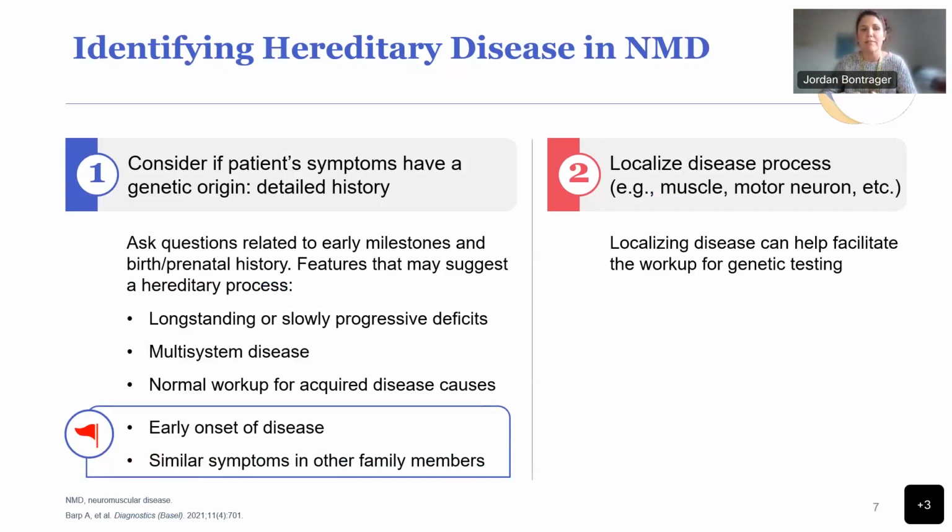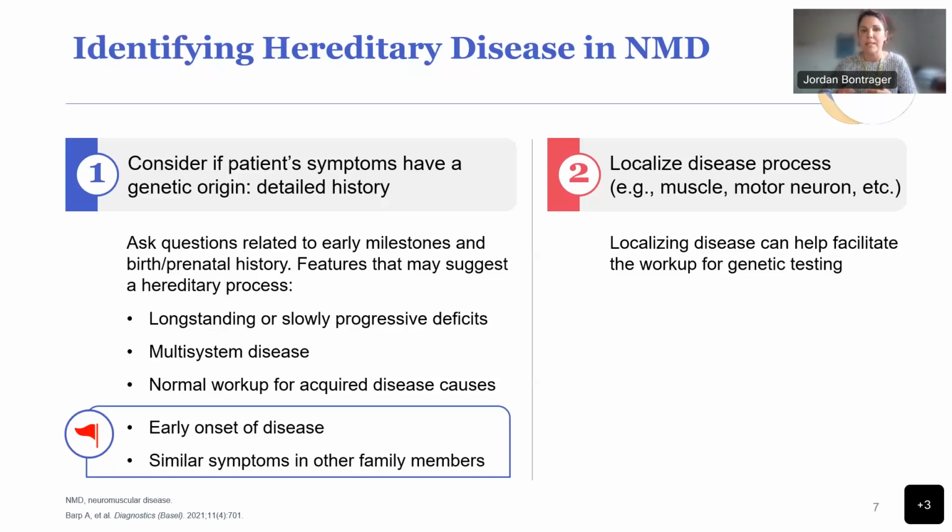Some red flags for hereditary or genetic disease are long-standing or slowly progressive symptoms, multi-system disease. Obviously, if the rest of the workup for acquired causes of overlapping disorders has been normal, that gives us some indication that there could be a hereditary process, early onset of disease symptoms, and then similar symptoms in other family members. So if there's a positive family history that looks very similar to your patient, that's a huge red flag that there could be a genetic component.